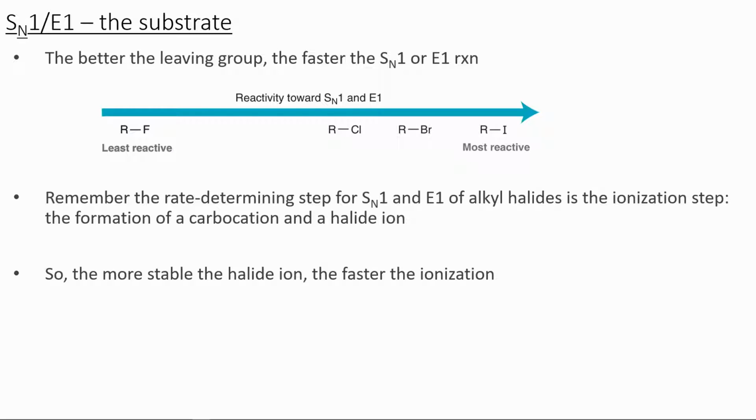The better the leaving group that we have for an SN1 or E1 reaction, the faster the reaction will occur. Remember, the rate of this reaction is only affected by the concentration of the substrate. And the first step of the reaction is the leaving group leaving. So the better a leaving group we have, the more reactive the molecule will be for an SN1 or E1 reaction.